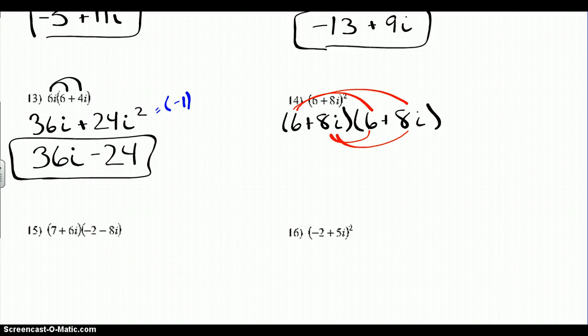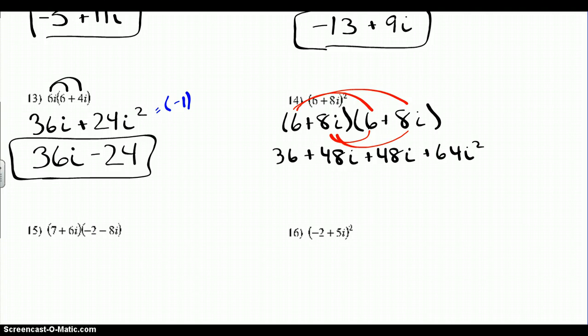So that should give us 6 times 6 gives me 36. 6 times 8i gives me 48i. 8i times 6 gives me 48i. Remember, this is all addition. And 8i times 8i gives me 64i squared.